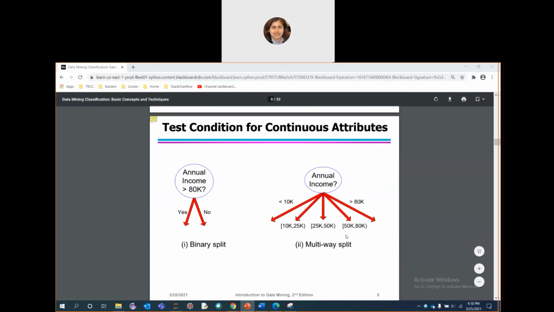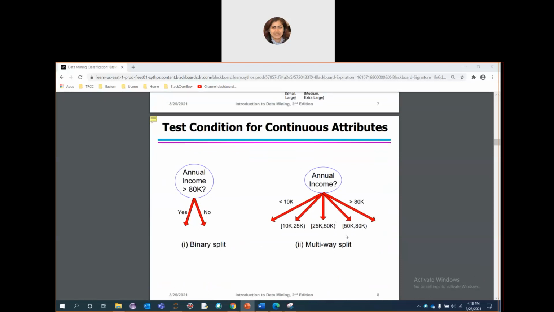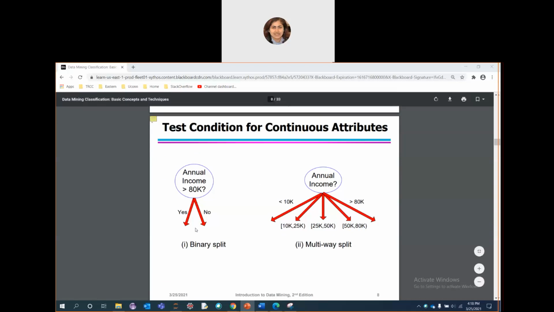Then let's see continuous attributes. Continuous attributes are something where the attribute test condition can be expressed as a comparison. If we have annual income greater than 80K, so for an attribute we are making some sort of splitting condition based on this given criteria of this attribute. So for binary split, either it can be yes or it can be no.